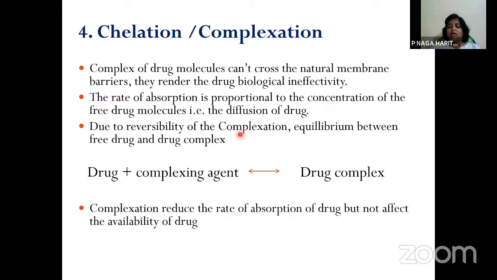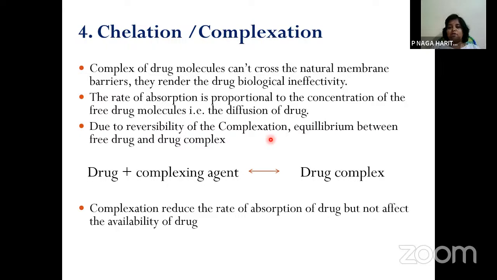So always, the intensity of the drug molecule to show the biological action depends upon how much concentration of the free drug molecules are available to show the action. If free drug molecules are not available to show the action, if the complexes have been formed, then the biological activity of that particular drug will also be reduced.